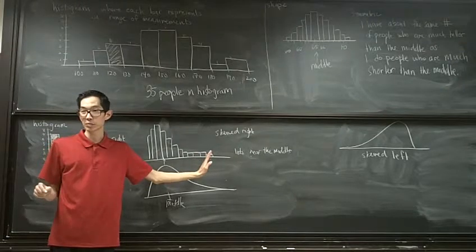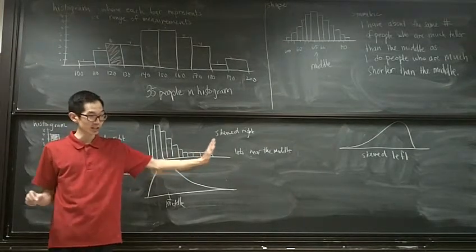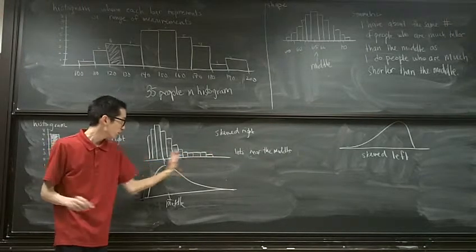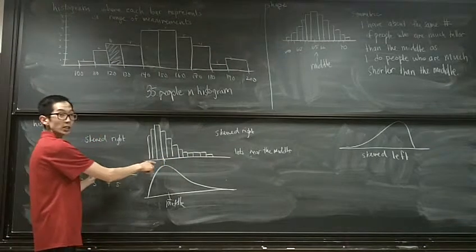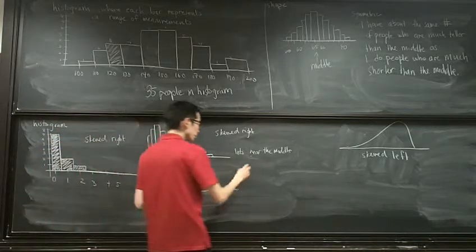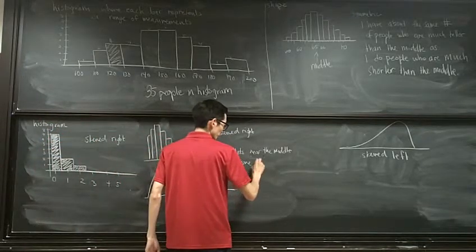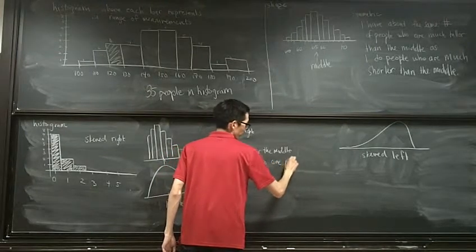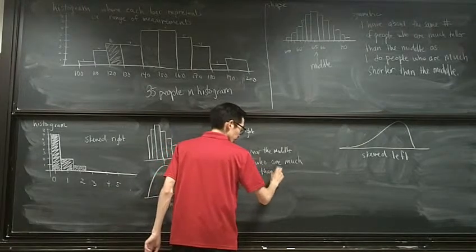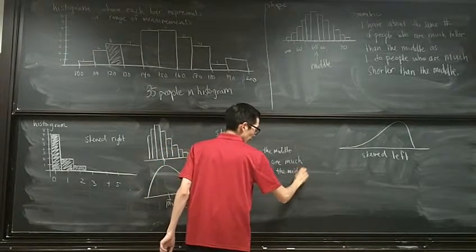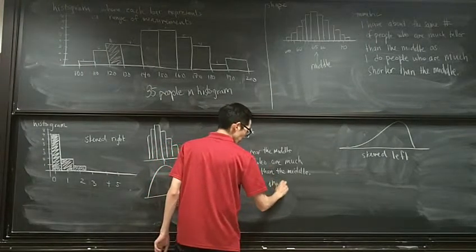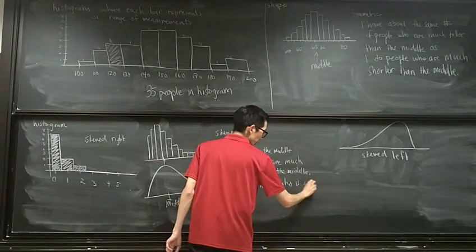So if I go to the right, that means the values are larger, because number lines get larger as we go to the right. So I've got some people who are much higher than the middle, but if I go that distance below the middle, I hardly have anyone. Okay? So lots near the middle, some who are much higher than the middle. Okay? But no one who is much lower.